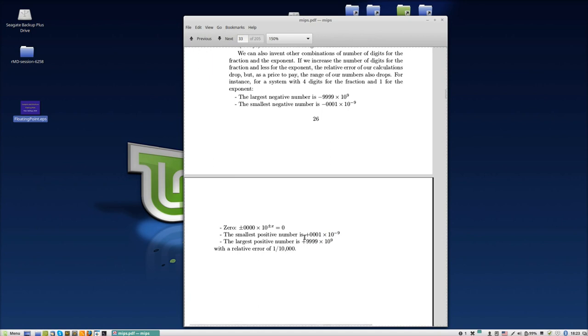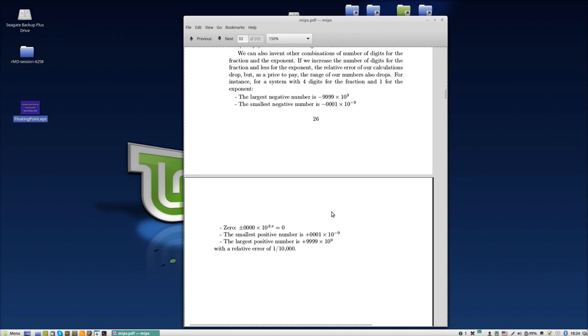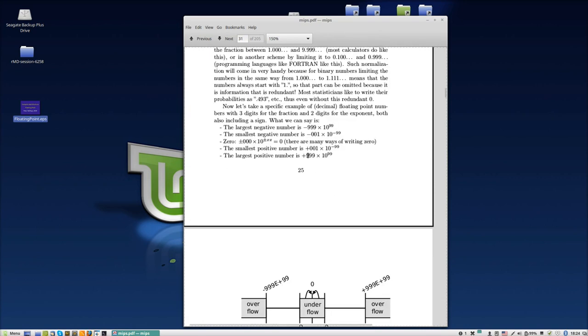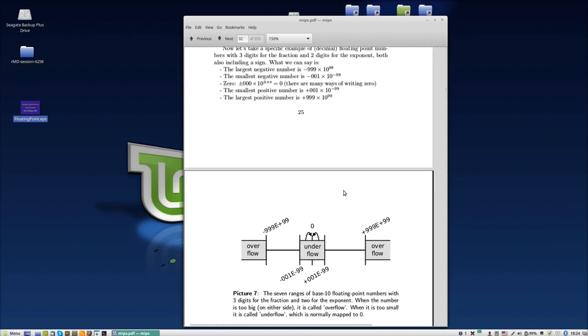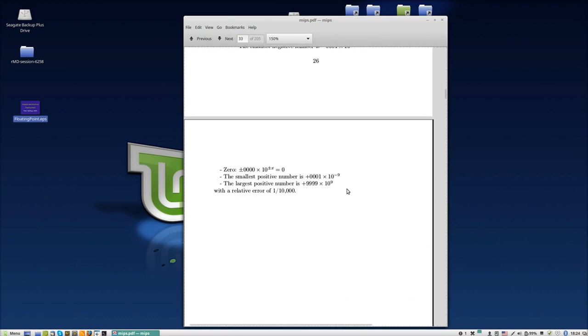So if we have 5 digits of space in our computer for doing calculations, we can decide on an architecture that uses 4 digits for the fraction and 1 digit for the exponent, or, for instance, 3 digits for the fraction and 2 digits for the exponent. So then we have to choose, what do we want? Do we want high precision in our calculations, or do we want a large range for our calculations? We have to decide: one or the other, range or precision.